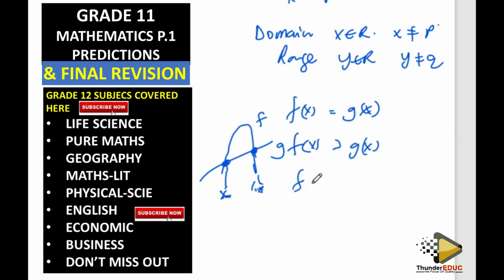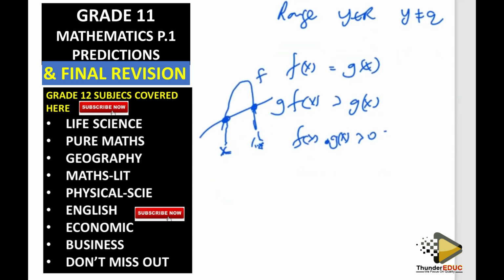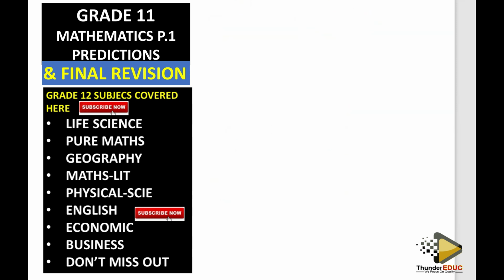For cases where they talk of f of x times g of x being greater than 0, we shall be focusing on the x-axis. And then we look at which graph is above, which graph is below, and all of that. We shall look at that under our given examples. And then I think I can just wind up there with the functions, just to remember that.